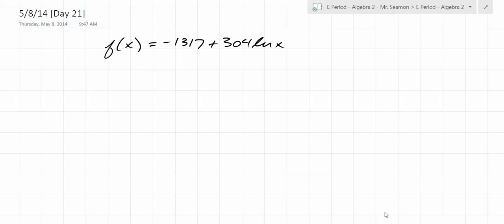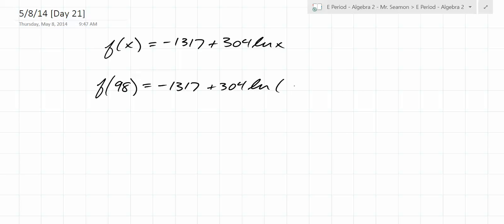Predict the percent of outpatient surgeries in 1998. So what number do you have to plug in? 98, right? It says X is the number of years since 1900. So what number do you plug in? F of what? Of 98. It says in the phrase, where X is the number of years since 1900.